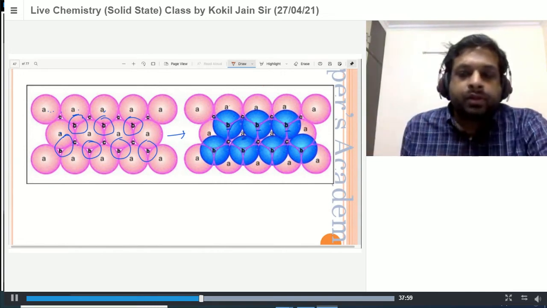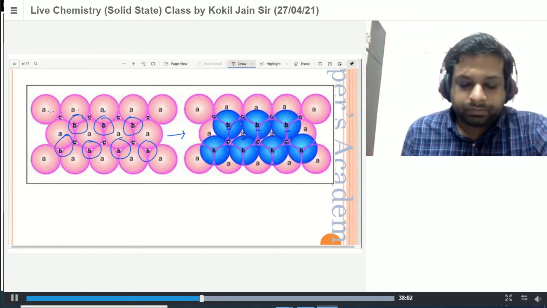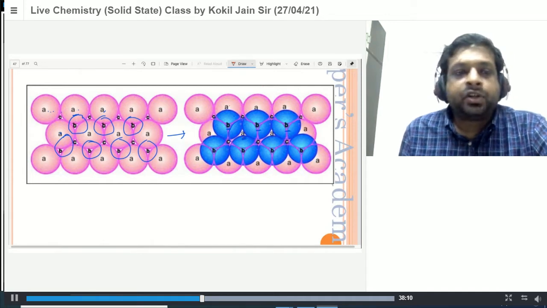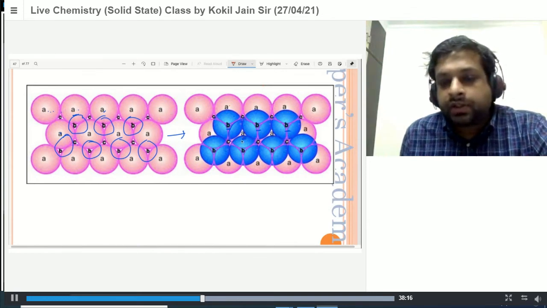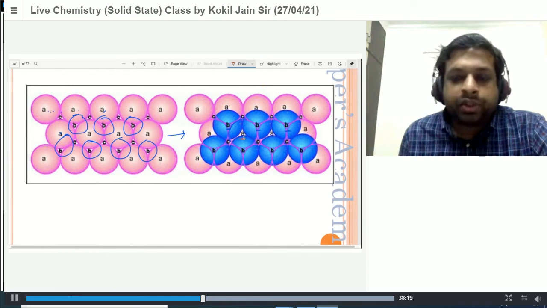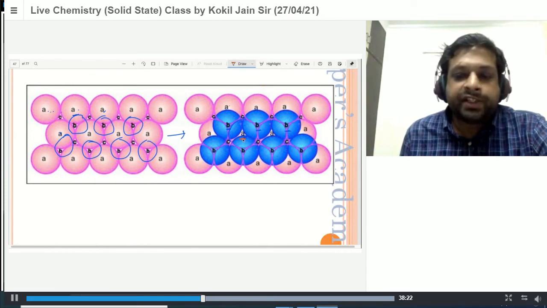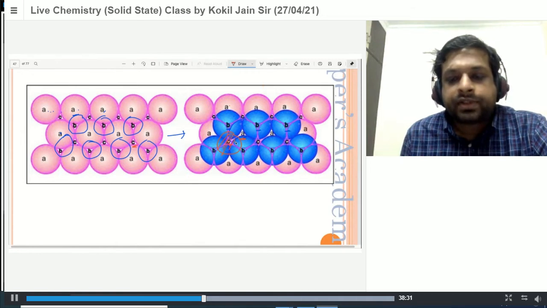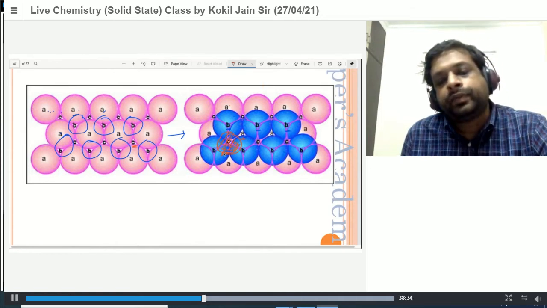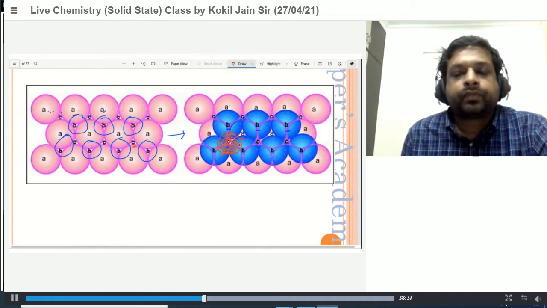Now what we were changing was the position in this dimension only. What we are going to do now is, instead of putting the third layer on the same position of A, I'm going to put the third sphere on this C side in three dimensions. We are seeing the SCP type arrangement at the base level. Now there are two types of voids, B and C here.